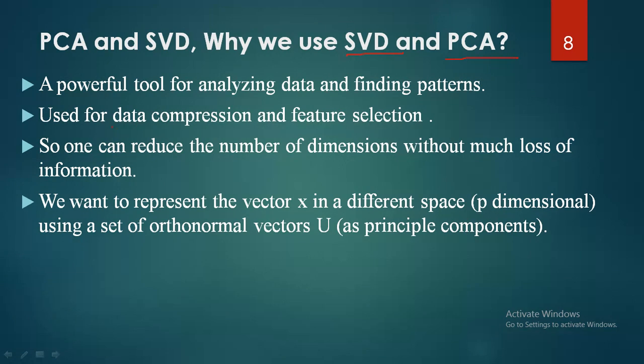So this PCA is also used for data compression and feature selection, and of course for dimensionality reduction. So this is to map a set of vectors x with n dimensions into a different space with a fewer number of dimensions, that is p dimensions, where these p dimensions are orthonormal vectors. That is also called principal components.